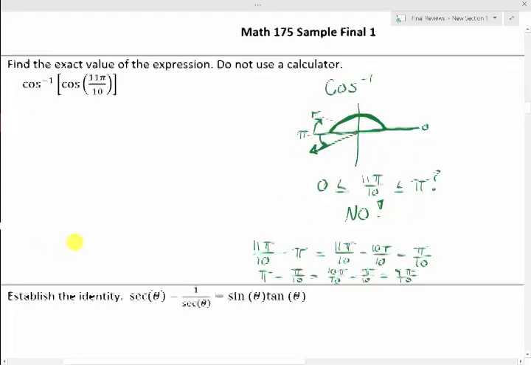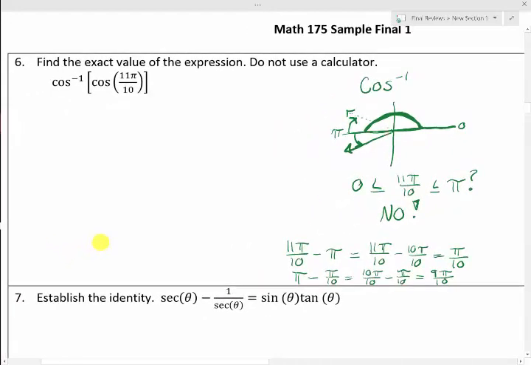So what's happening here with this cosine inverse of cosine? We're plugging in this angle into our cosine function, and it spits out an x value over here. Well, my inverse function is looking at that x value and going, okay, I need to find that exact same x value, but in either quadrant 1 or 2, and see what angle gets me there. Well, the angle that gets me there in quadrant 2 is going to be 9 pi over 10. So my answer is 9 pi over 10.